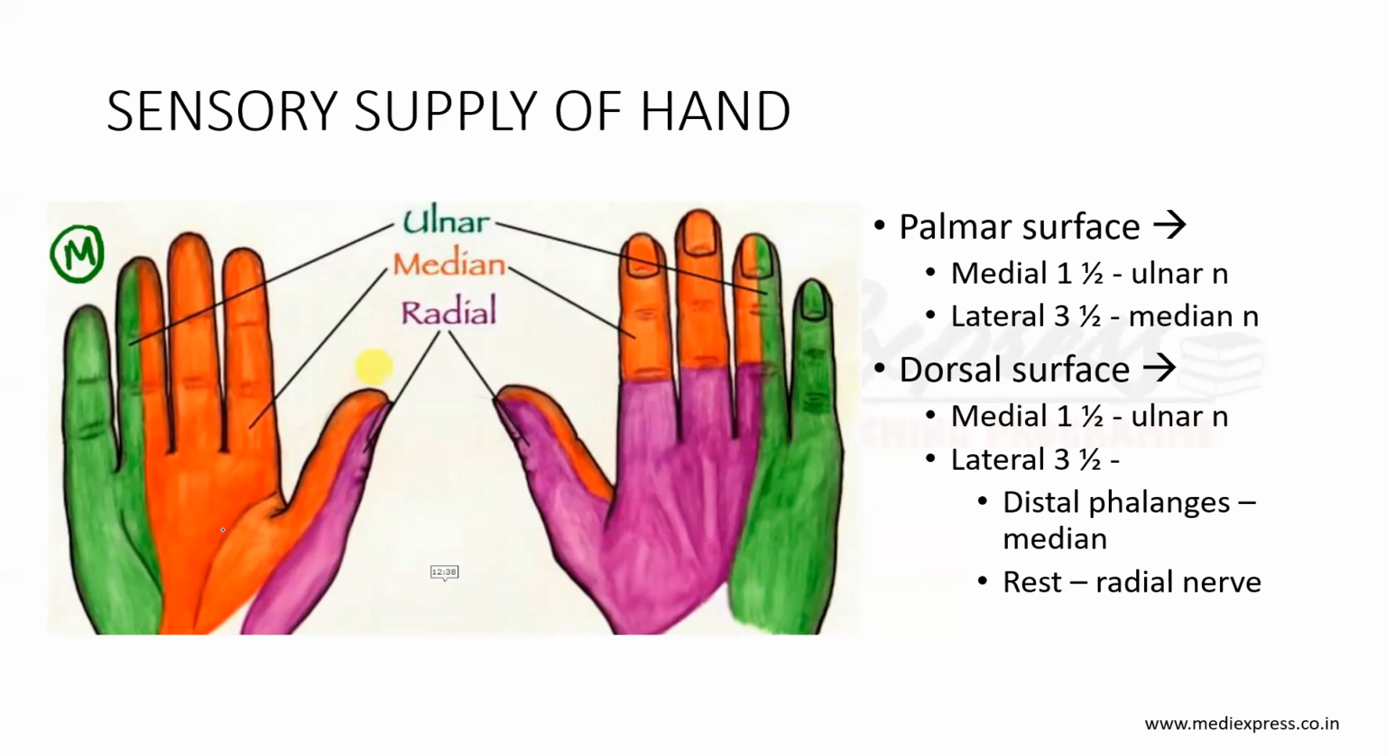In the palmar aspect, only the ulnar nerve and the median nerve are supplying the hand, whereas in the dorsal surface, we have the medial one and a half by the ulnar nerve, but the other part we divide into the lateral three and a half. That is, the distal phalanges are supplied by the median nerve, whereas the rest of the part is supplied by the radial nerve. So this much you have to remember.